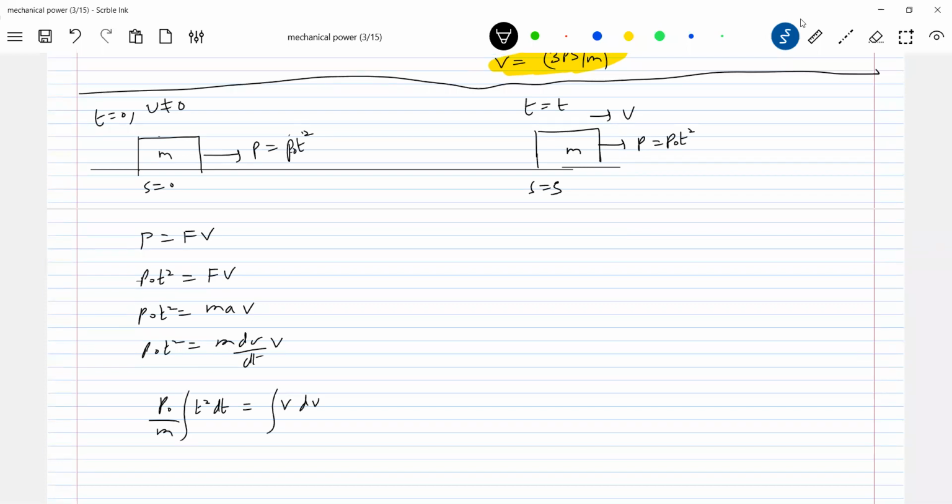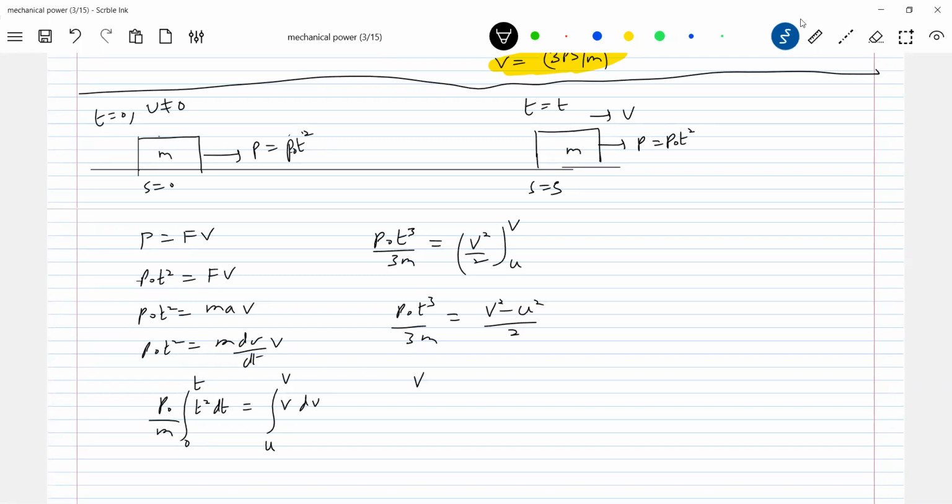Let's put the limits. At t equals 0, initial velocity u. And at any time t, let v be the velocity of the block. Simplifying this will become P naught t cube by 3m. Shall I write directly? Integral of t square is t cube by 3. So this should be v square by 2, from u to v. So P naught t cube by 3m equals v square minus u square by 2.